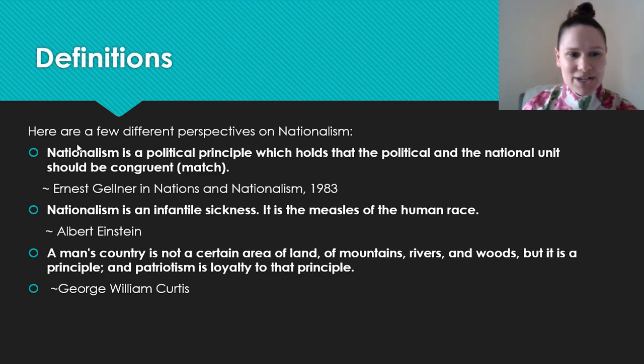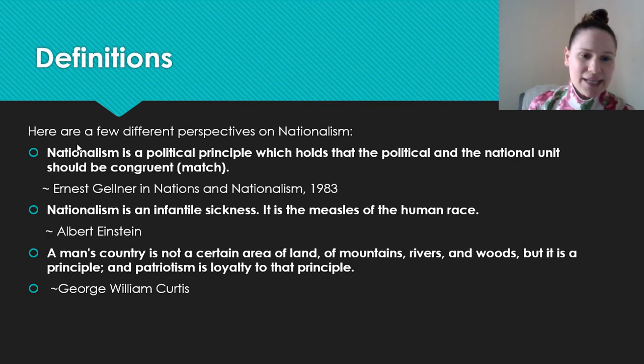Some other people have said that nationalism, for example, Ernest Gellner in Nations and Nationalism, this is in 1983, so the world was not as globalized back then. He says it is a political principle which holds that the political and the national unit should be congruent, they should match. We don't necessarily associate nationalism with politics, but that is one person's take on it. Albert Einstein, of course, you might have heard this before, has said that nationalism is an infantile sickness. It is the measles of the human race. He saw it as a very negative connotation and did not have positive feelings towards nationalism.